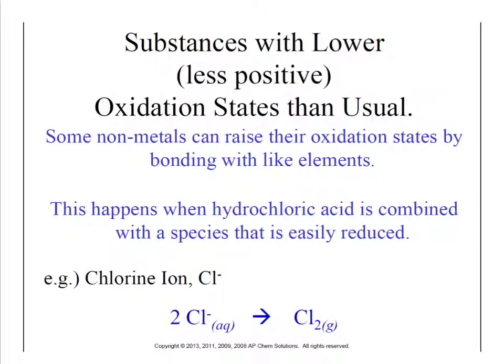Some nonmetals then that are ions, for example chloride, can bond with themselves or with like elements to generate something that has a much lower oxidation state. So like Cl- bonds with itself to form Cl2, which is going to go from a -1 oxidation state to a 0 oxidation state.